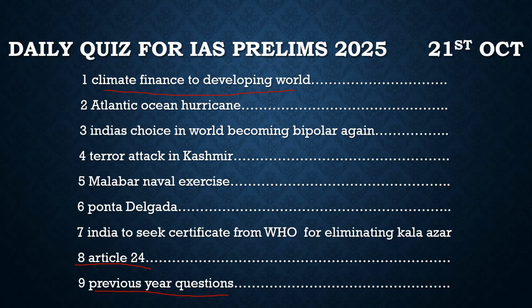So under this concept of common but differentiated responsibility, we have the climate finance concept under the 2009 Copenhagen Accord, in which the developed countries will have to contribute $100 billion to global south countries so that they will curb climate emissions. They will help the global south countries, or we can say developing or underdeveloped countries, to curb the global emissions.